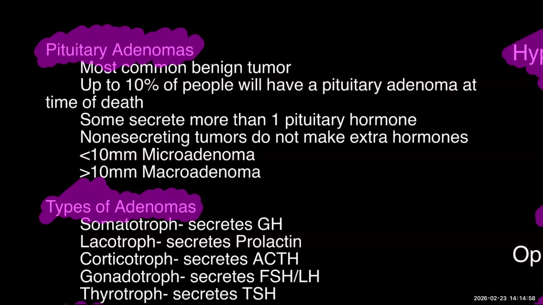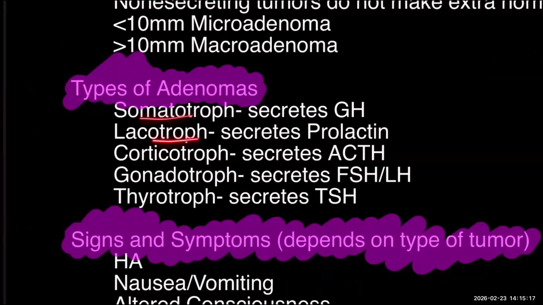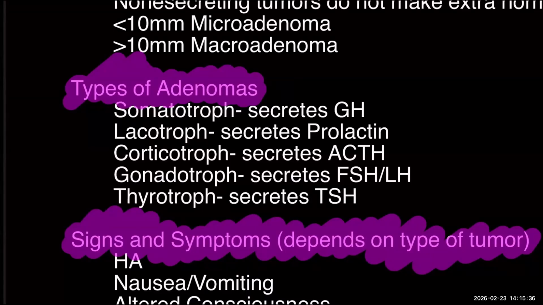Non-secreting tumors, okay, don't make any extra hormones, and then we also classify them by size. So a microadenoma is less than 10 millimeters. A macroadenoma is greater than 10 millimeters. As far as the types, it all goes by whatever tissue is being affected. So if it's a somatotroph, it's a growth hormone secreting tumor and so forth. So know the type of tissue. Somas, body, lactotroph, well, there should be a T there, milk, corticotrophs go to the adrenal cortex, gonadotrophs to the gonads, and thyrotrophs.